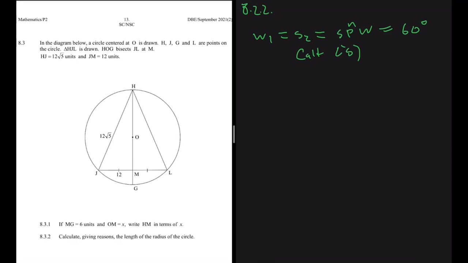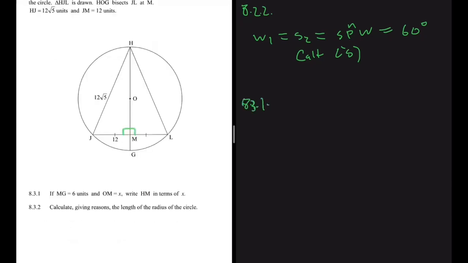HOG bisects GL at M. So we have 90, and then we're given the values of the lengths. 8.3.1: if MG is equal to 6 units, so let's denote MG, right? We are told here that MG is 6 units and OM is X units. So we have X here for OM.